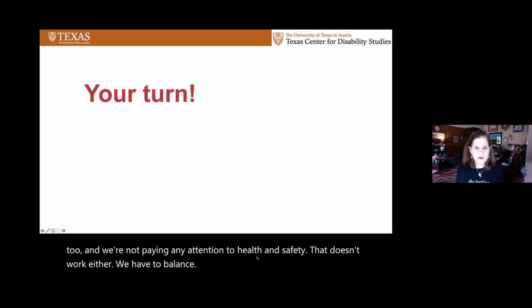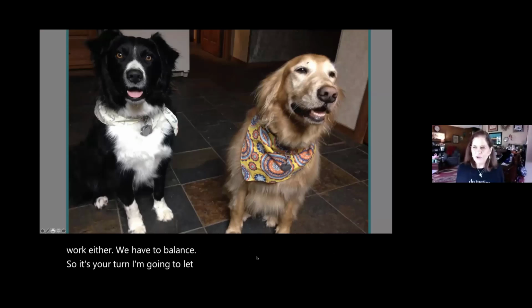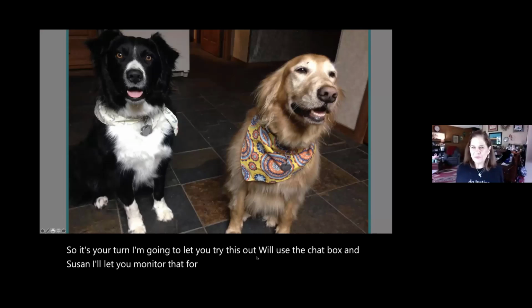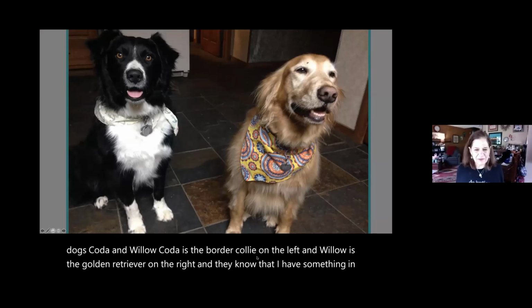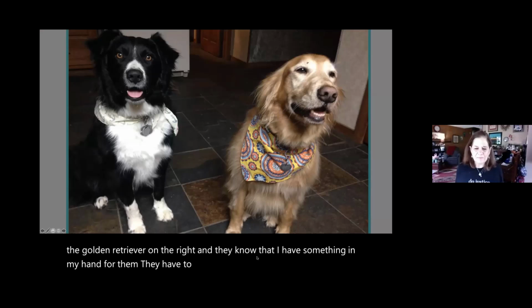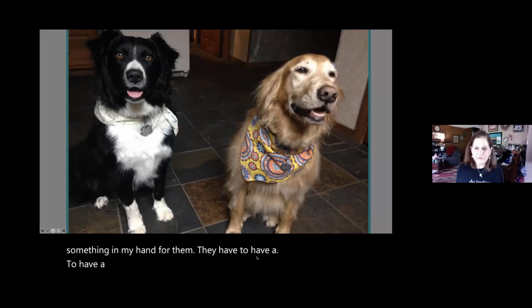So it's your turn. I'm going to let you try this out. We'll use the chat box. Susan, I'll let you monitor that for me. I want to introduce you to my two dogs, Coda and Willow. Coda is the border collie on the left, and Willow is the golden retriever on the right. And they know that I have something in my hand for them. They have to have a heartworm pill every month to keep them from getting heartworms, which would kill them, if you don't know anything about dogs and heartworms. And so let's do an important to-for sort.